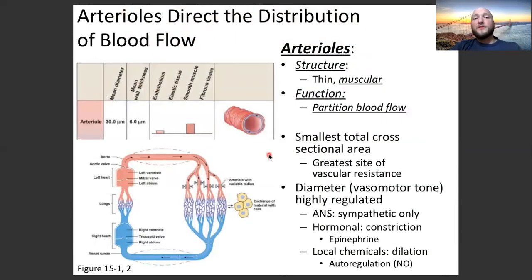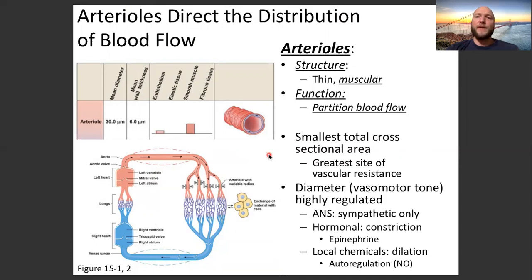Arterioles. Arterioles are thinner than arteries. They're more narrow than arteries, and they don't have so much of an elastic characteristic because their job isn't so much to maintain that driving blood pressure. Arterioles' job is to partition blood flow. It's to decide where blood flows to. And so they are very muscular.